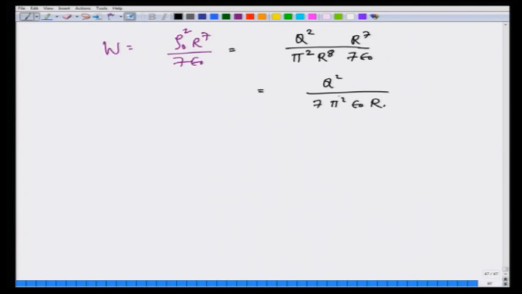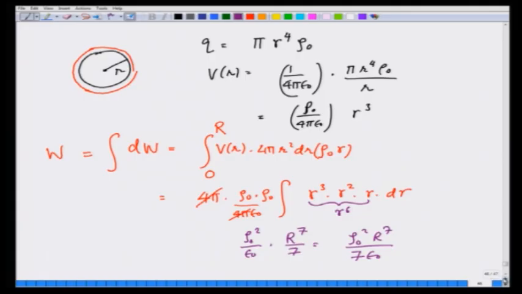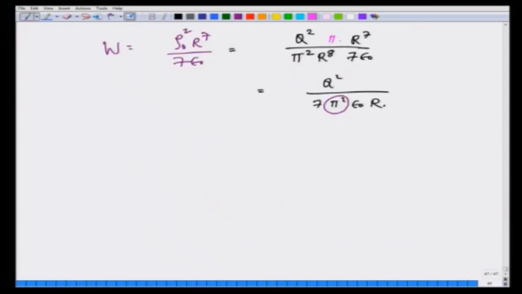Just a correction, I am getting this extra factor of pi squared here. Let me check where I get it from. This is coming from here, this pi I forgot to take in. So, there will be a pi here, and therefore, there will be a pi in the final expression. So, the final answer is Q squared over 7 pi epsilon 0 R, that is the right answer.